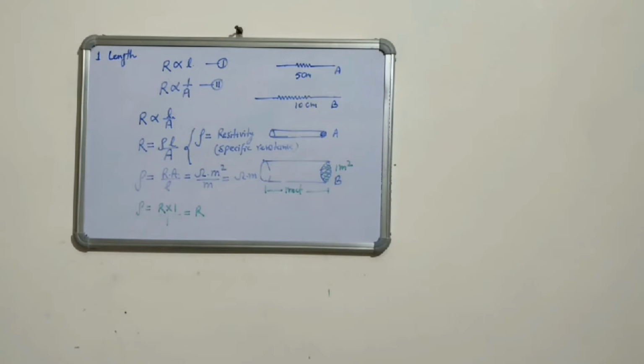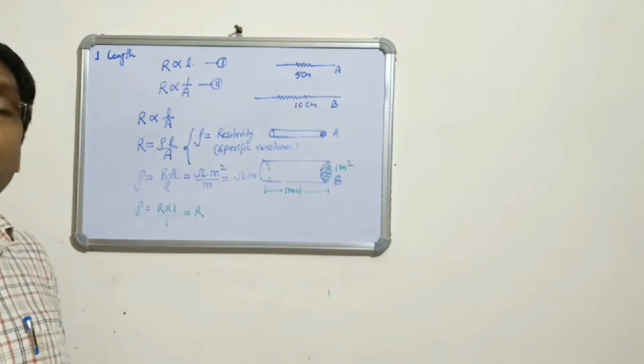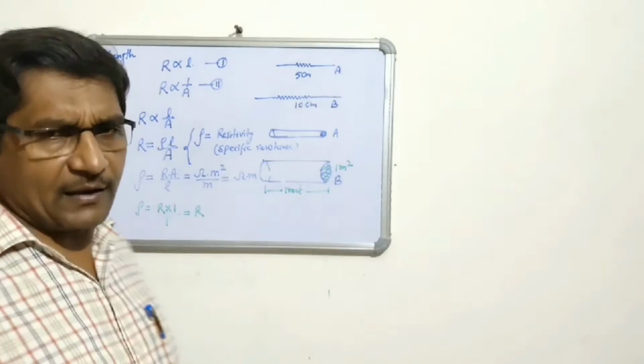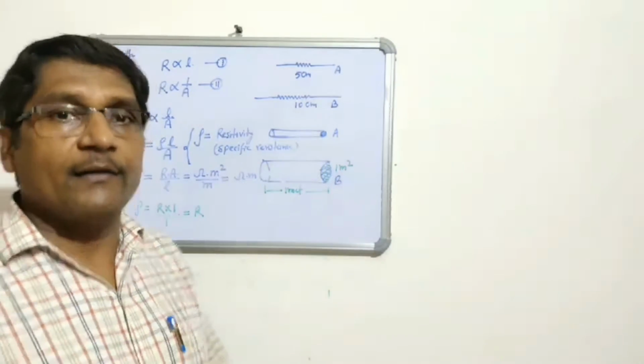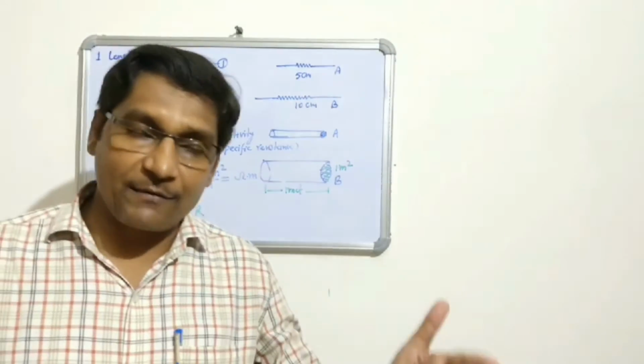Okay. On the basis of resistivity, we can define 3 types of substances. Those substances that have very low resistivity, for example copper, aluminium, silver, are considered conductors. That means we can say conducting material has very low resistivity.